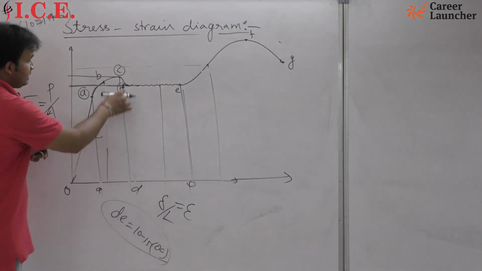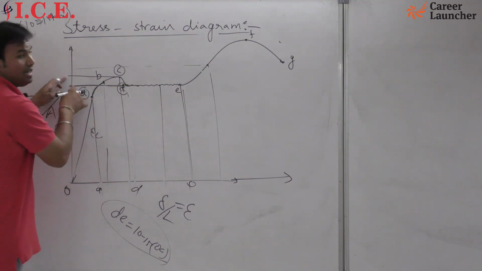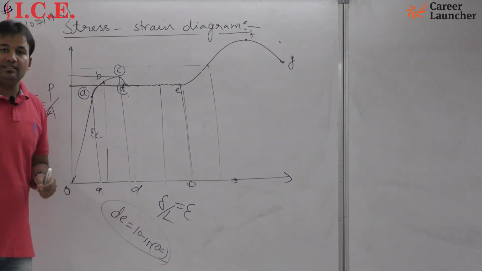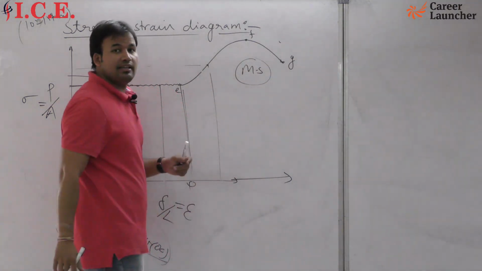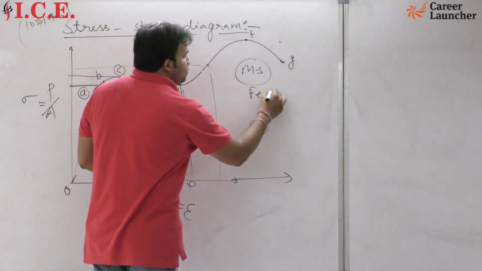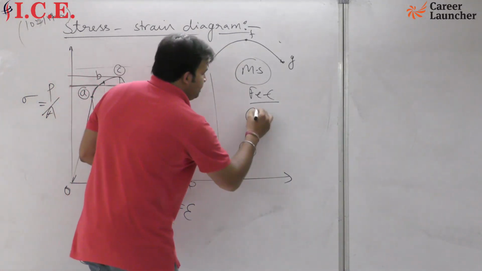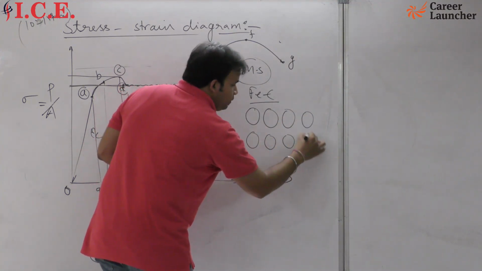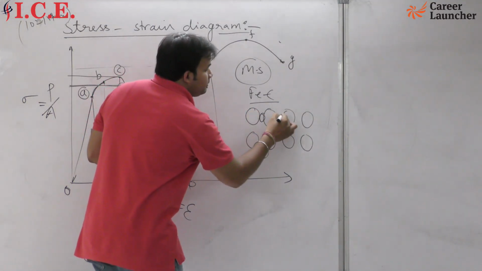Are you getting me? For this much deformation you need this much load, but for further deformation you require less stress. So how can it be possible? Then I will say that, sir, it is for mild steel only. Mild steel is an interstitial solid solution of iron and carbon, where there will be iron atoms. If you go to the molecular level, this will be the iron atom, and in between, in the space of iron, there will be your carbon atom.